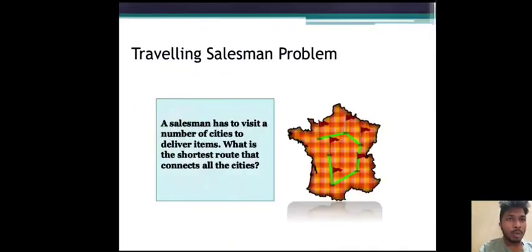Traveling salesman problem. A salesman has to visit a number of cities to deliver items. What is the shortest route to connect the cities? Like we have Zomato and Swiggy. There are so many orders. How do they deliver in time? They use a map, the graphing system of data structure, which is used for them to choose a closed path to reach their delivery.